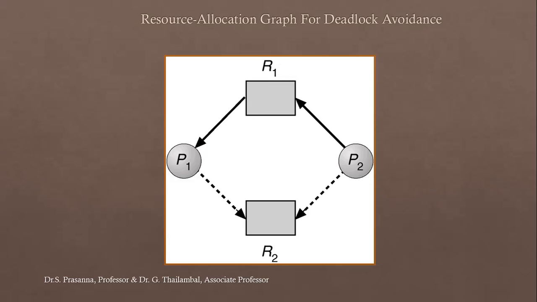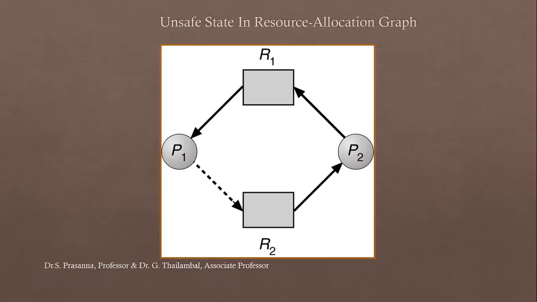So with that resource, P1 completes its execution and releases all the resources, which were requested by P2. So the claimage represents that in future, P1 may request R2 resource and also P2 may request R2 resource. Unsafe state in resource allocation graph.